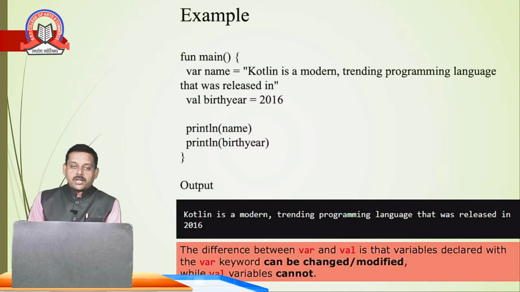So friends, here we have a basic difference between val and var. What is meant by val and var? These are two keywords which we use for creating or declaring variables, but there is a small difference between both. For a variable created by using the var keyword, we can change or modify the value of this variable, but for a variable created by using val, we can't change it. So it will remain a constant throughout the program.